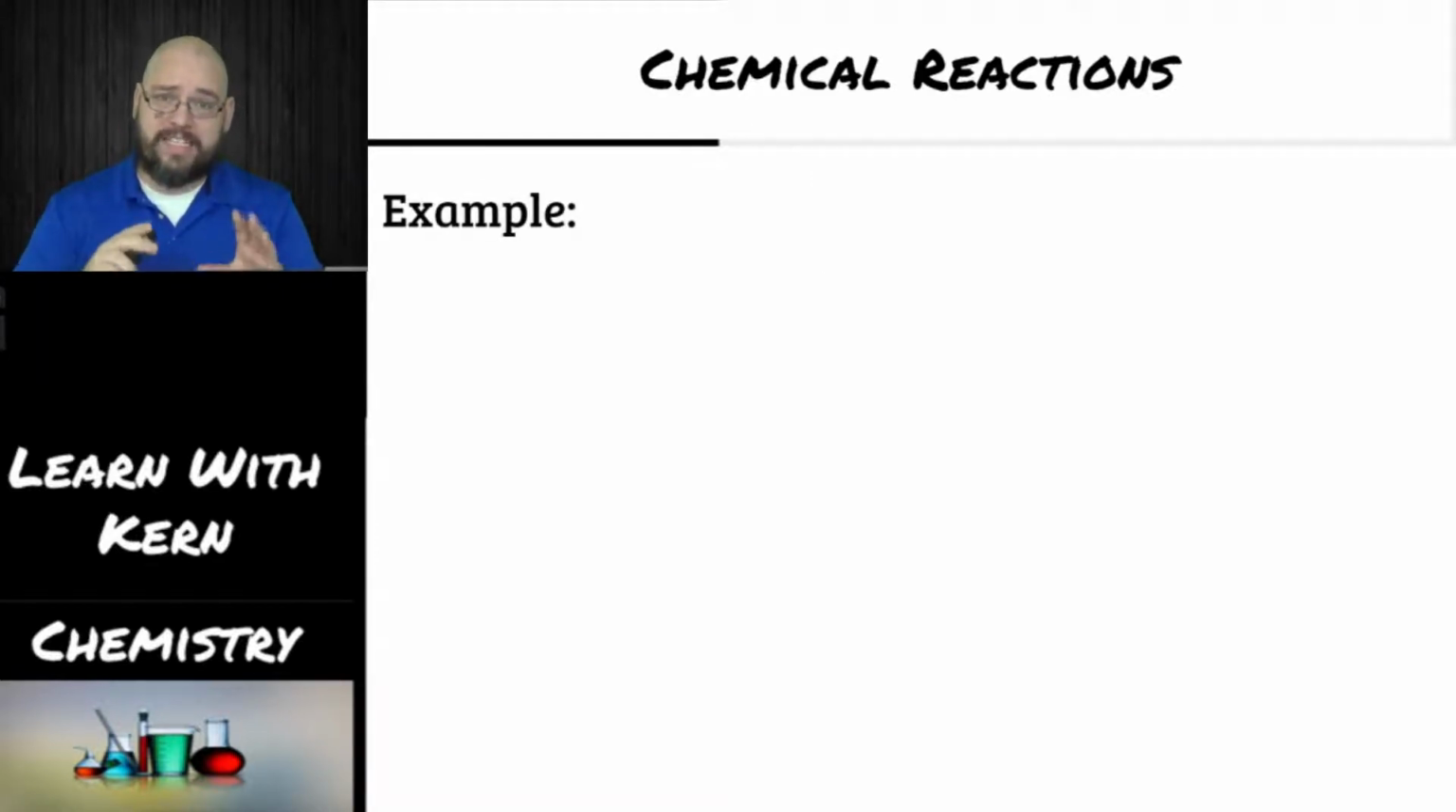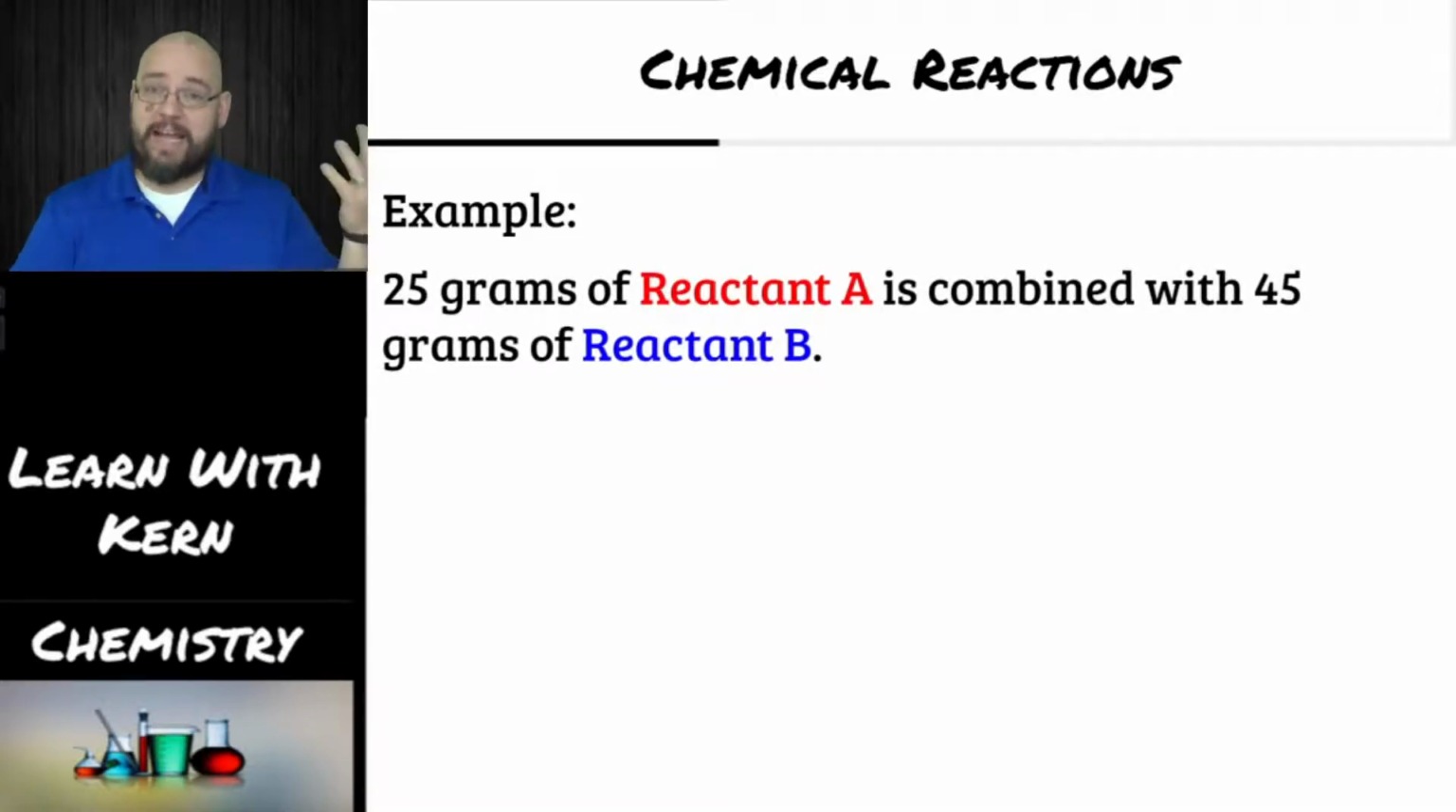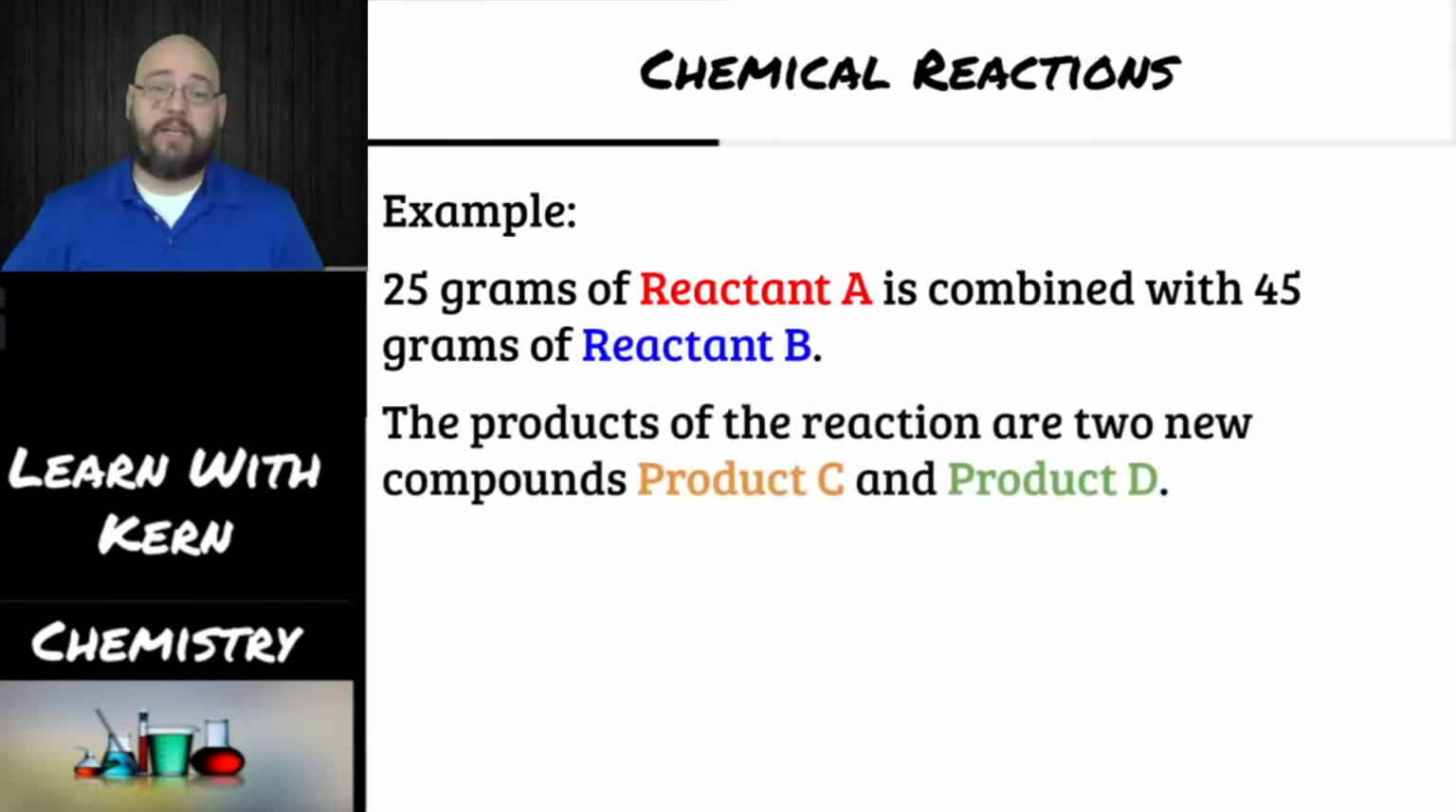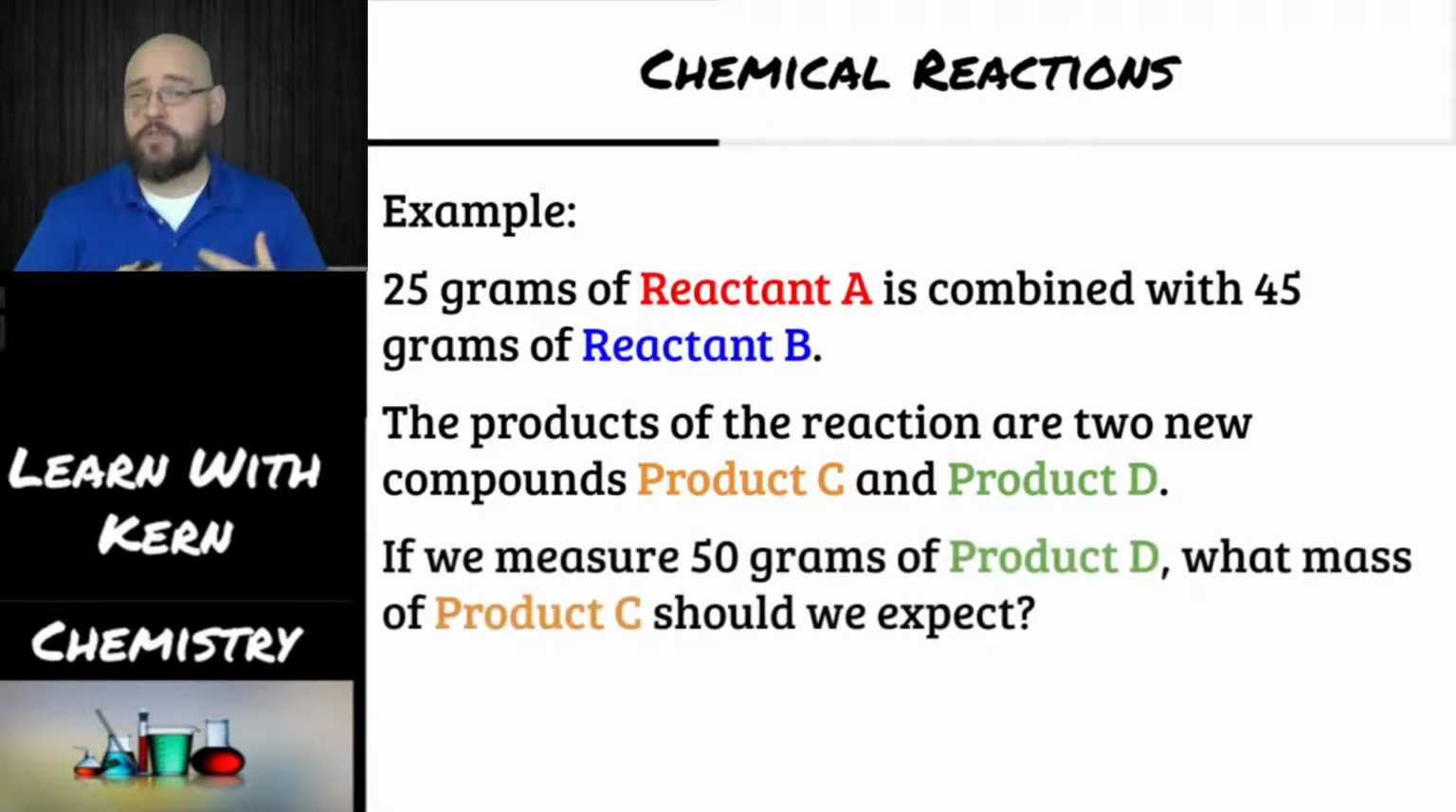So let's look at an example of how this law of conservation of mass works. If I have 25 grams of reactant A and I combine it with 45 grams of reactant B, I'm going to get the products of the reaction, or two new compounds, product C and product D. So chemical A and B combined and they produce chemical C and D. Now if I measured 50 grams of product D, what product C should I expect? So I started with 25 grams of A and 45 grams of B, and I end up with 50 grams of D. So how much C should I get? How much C should I have?